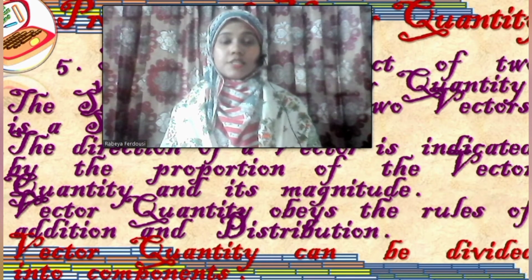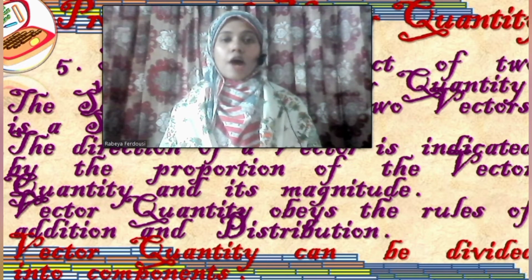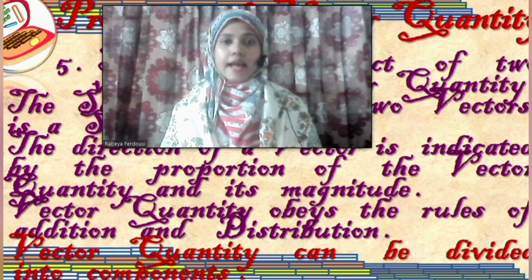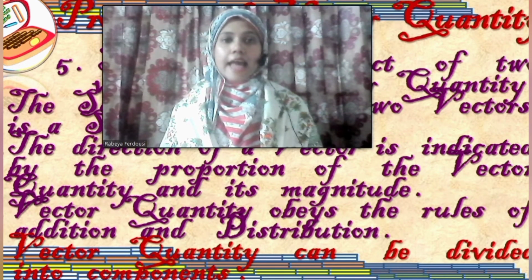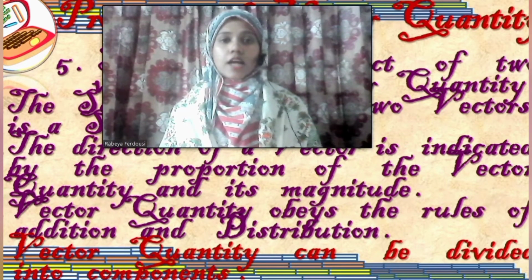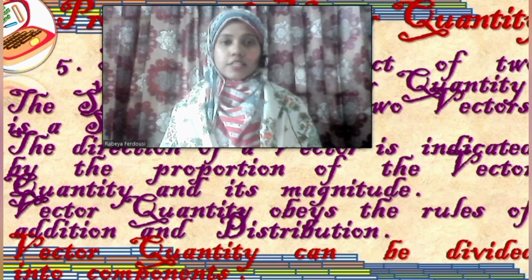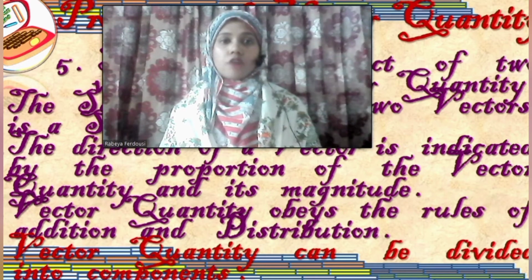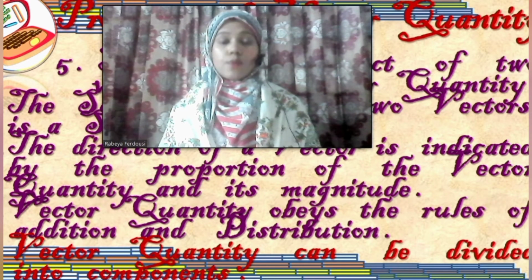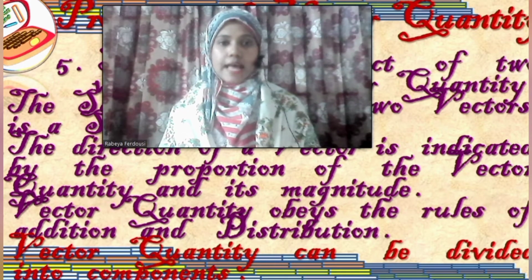Number 8. Vector quantity obeys the rules of addition and distribution. Number 9. Vector quantity can be divided into components. Three components of vector quantities are x-axis, y-axis and z-axis. Because of these components, vector quantities can be 1, 2 or 3 dimensional.